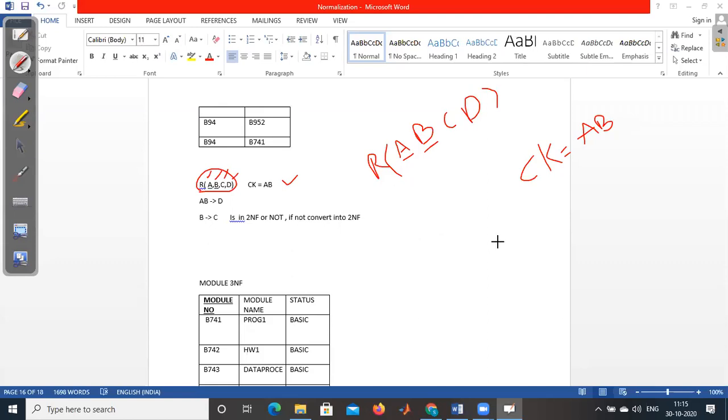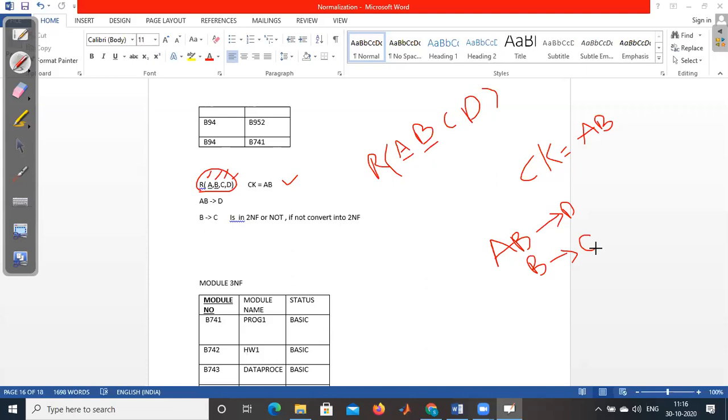They have given functional dependencies: AB tends to D, and B tends to C. So check whether this relation is in the second normal form or not. From the GATE point of view, we get questions like this, whether this is in the second normal form or not.